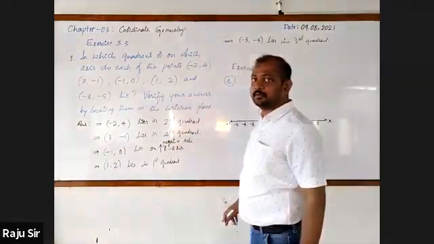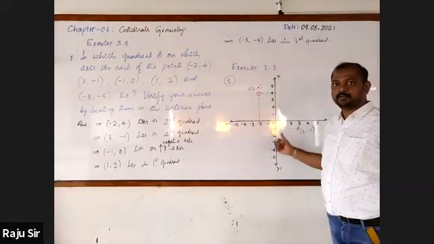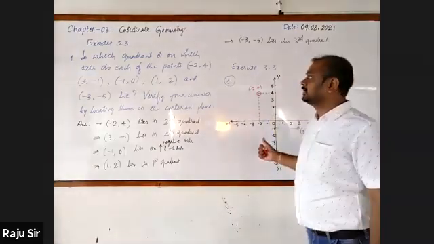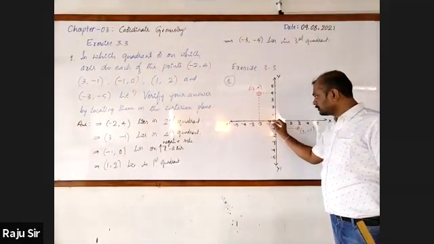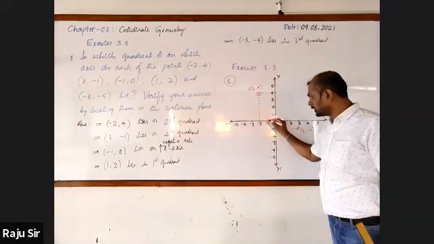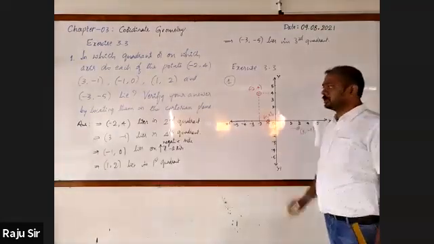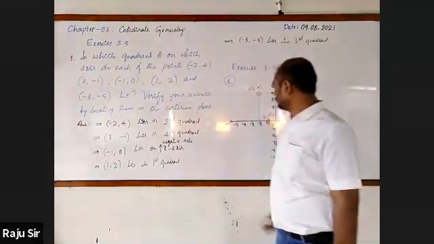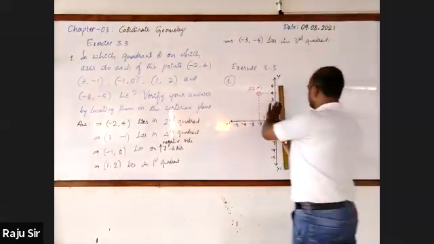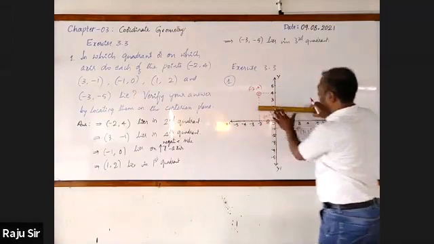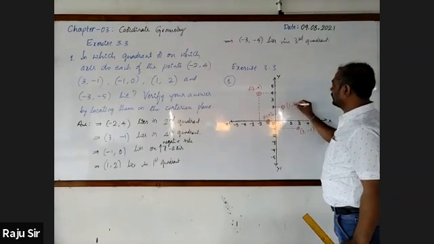A third point, (-1, 0). Are you locating? Okay. -1 is on the x-axis, 0 is here. So it comes on the negative side of the x-axis. Here I'll write (-1, 0). Next, (1, 2). X is 1, Y is 2. That point comes here. Here I am marking. This is (1, 2).